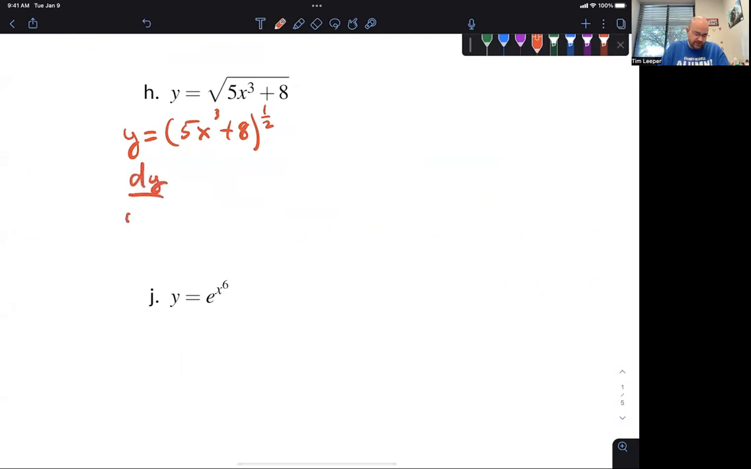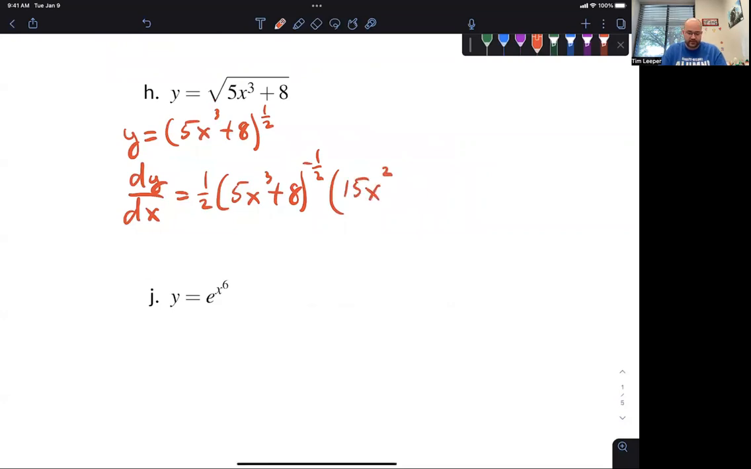And so it's going to give me dy/dx here is going to equal the following. Using the power rule, the 1/2 comes down in front. So it gives me 1/2 parentheses 5x cubed plus 8 close parentheses. And then 1/2 minus 1 is, of course, negative 1/2. And then multiply by the derivative of the base. So this is the chain rule portion. So 5x cubed becomes 3 times 5 is 15. Subtract 1 from the exponent, that makes that x squared. And then notice that 8 just goes to 0.